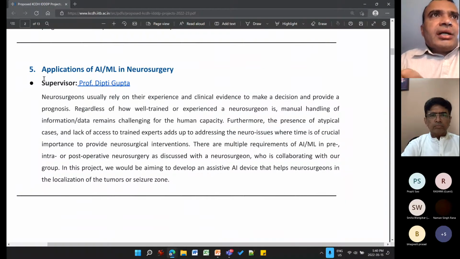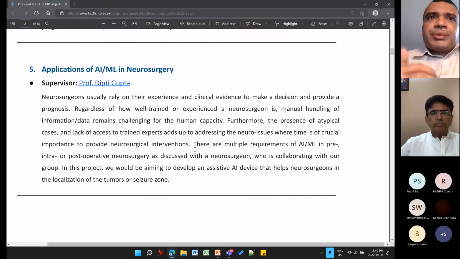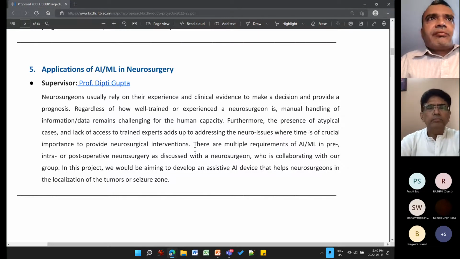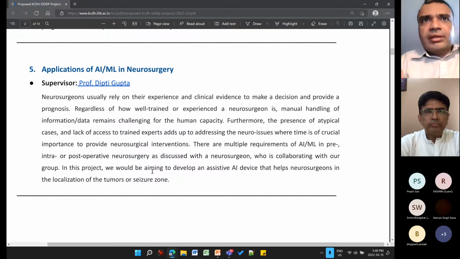Then Professor Deepthi Gupta has floated this project, Applications of AI and ML in Neurosurgery. So neurosurgeons rely on their experience and clinical evidence to make a decision about prognosis. So it is on similar lines: can we go beyond this human capability and look at retrospective data? Retrospective means past data, and based on that, can we make predictions about the recovery of the patient after the surgery for future diagnosis.